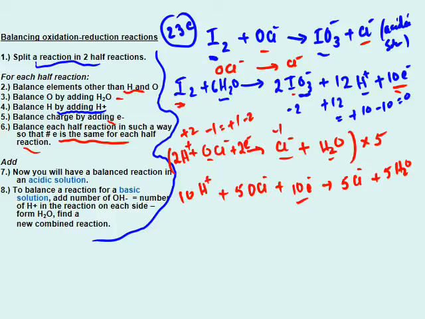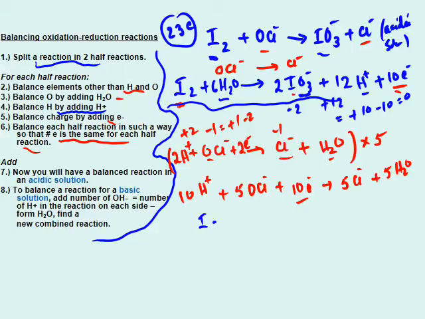Now we are going to add those two reactions together. For that, I think it would be a good idea to write one underneath the other. So that's what I'm going to do. I'm going to copy the other reaction here too. So let's do it. This is the balanced reaction. I'm going to copy the other half reaction.